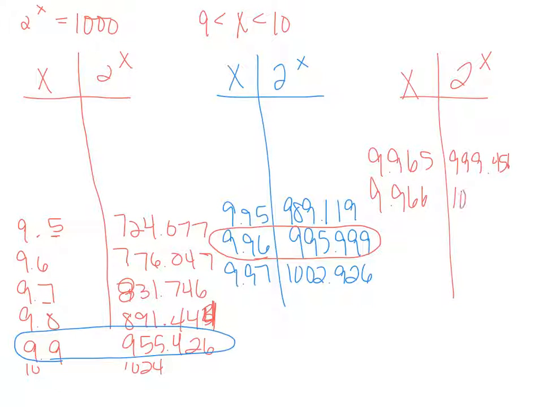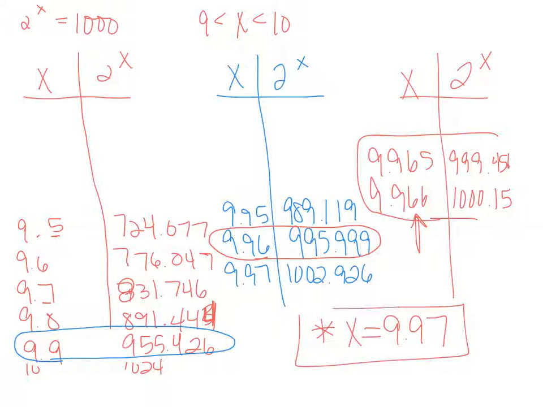9.966 gave me 1000.15. So that is where I am. Therefore, my answer, if I'm rounding to the 100th spot, would be x equals 9.97. Cool? And really, this should be approximately. Okay, let's try the other one.